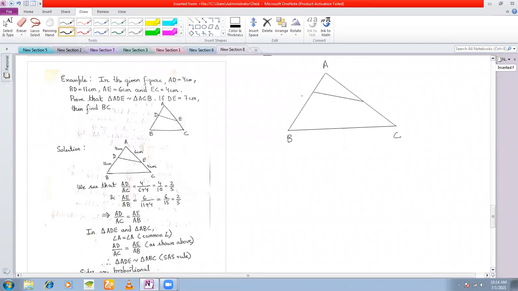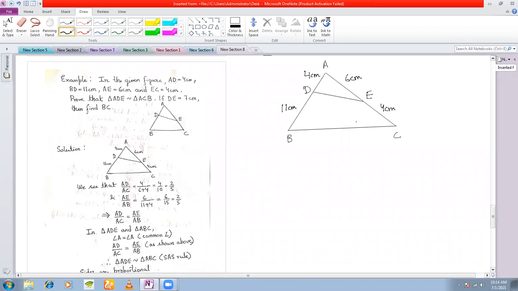This is the figure given to you. In this figure, ED is given to be 4 centimeters. So the side has 4 centimeters. BD is 11 centimeters. So this is given to you as 11 centimeters. AE is 6 centimeters. So this is given to you as 6 centimeters. EC is 4.